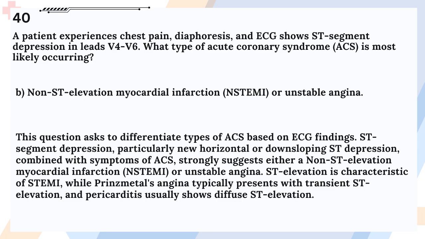Answer: B. Non-ST elevation myocardial infarction, NSTEMI, or unstable angina. This question asks to differentiate types of ACS based on ECG findings. ST segment depression, particularly new horizontal or downsloping ST depression, combined with symptoms of ACS, strongly suggests either a non-ST elevation myocardial infarction, NSTEMI, or unstable angina. ST elevation is characteristic of STEMI, while Prinzmetal's angina typically presents with transient ST elevation, and pericarditis usually shows diffuse ST elevation.